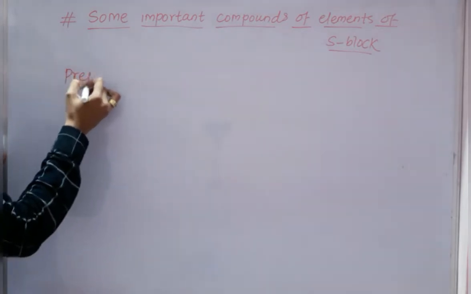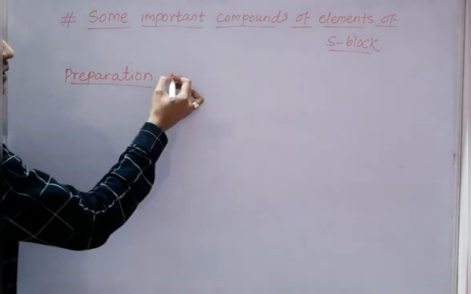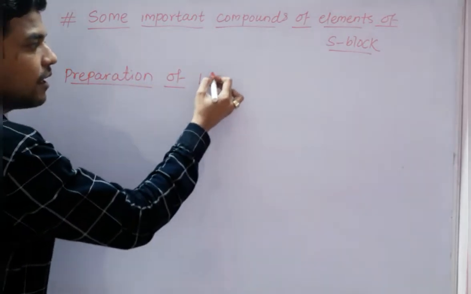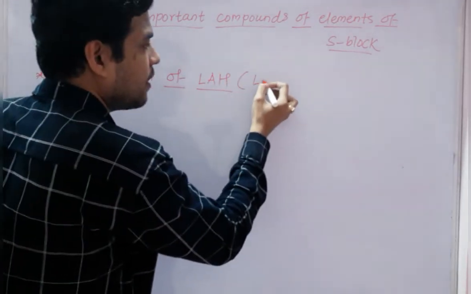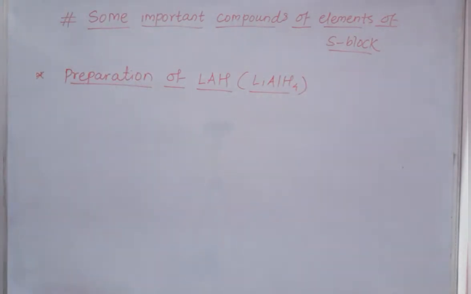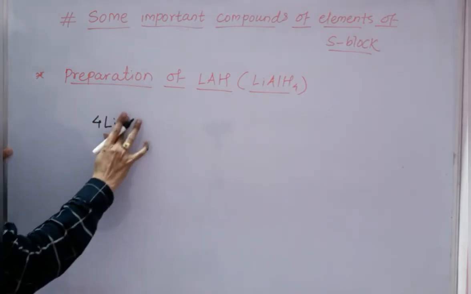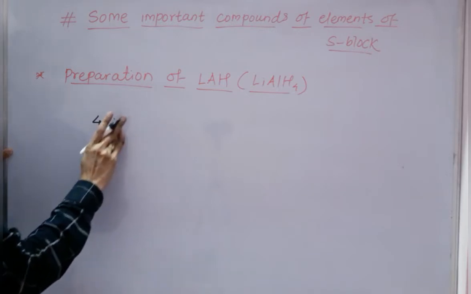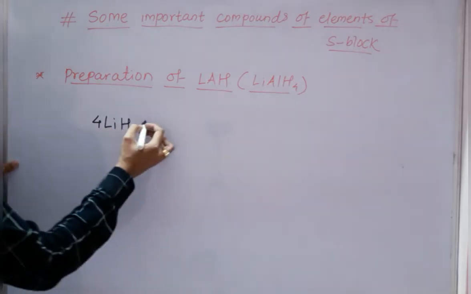Preparation of LiAlH4. We'll see first preparation of LAH, means lithium aluminum hydride, LiAlH4. I'll write here first the reaction. Now what is the reaction? Lithium hydride is treated, यहाँ पे lithium hydride को treat करते हैं हम. तो यहाँ पे मैं लिखता हूँ LiH plus AlCl3 aluminum chloride.